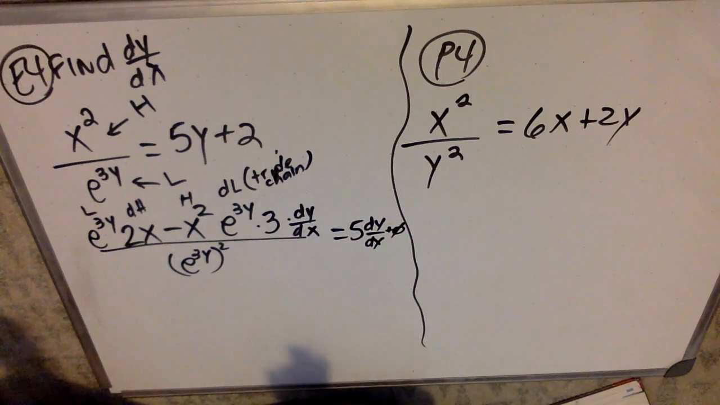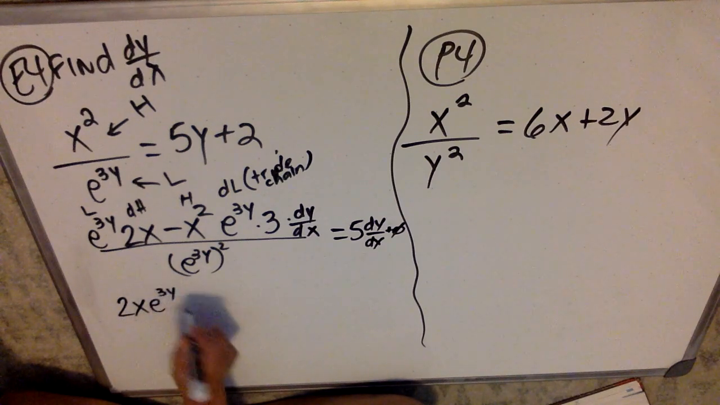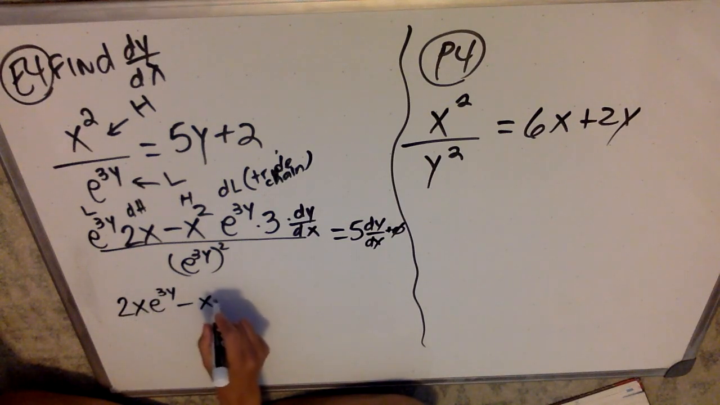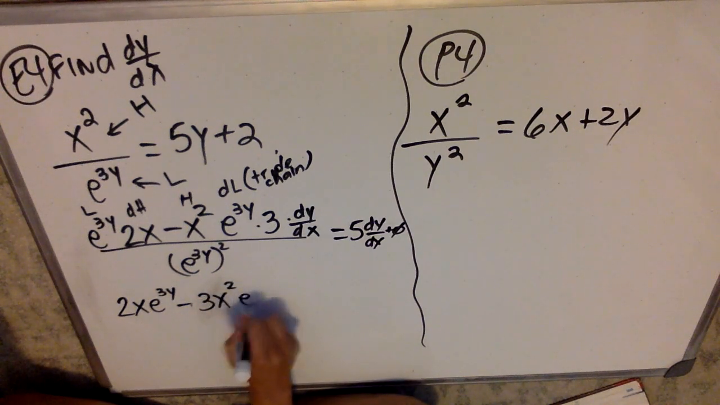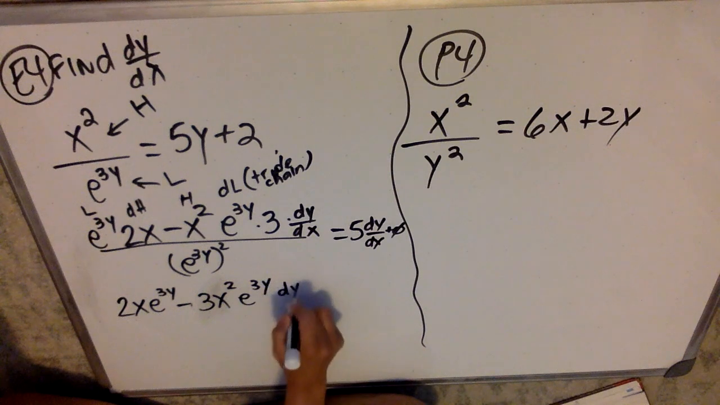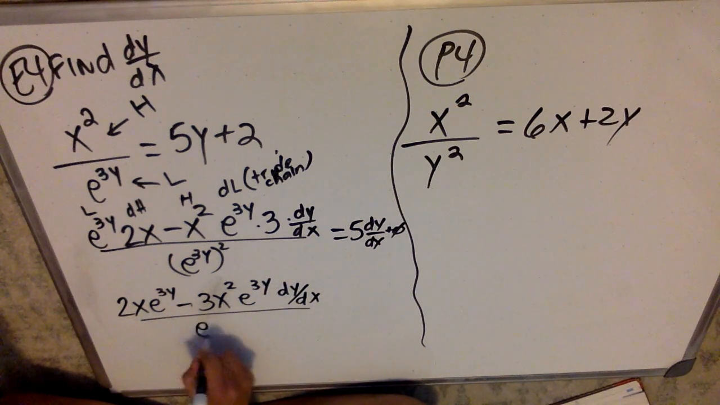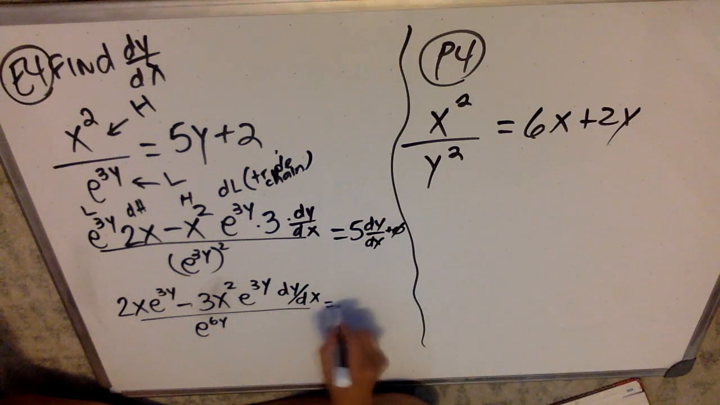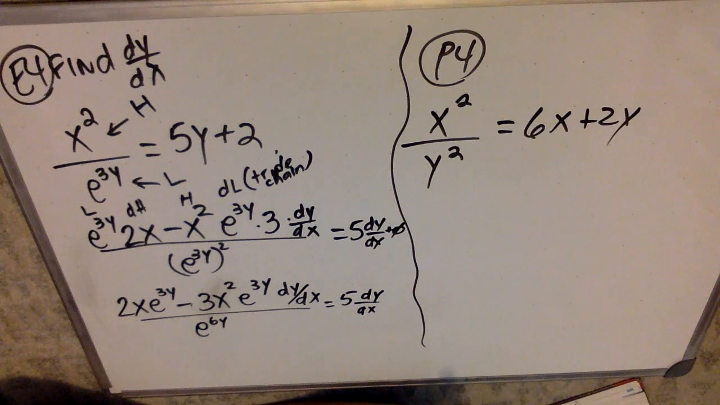So it seems to me that what's going to happen is I'm going to get, this is super fun, a 2x e to the 3y minus a 3 x squared e to the 3y dy dx over what seems to be an e to the 6y equals a 5 dy dx. And I want to solve for dy dx, of which there are 2 of them.